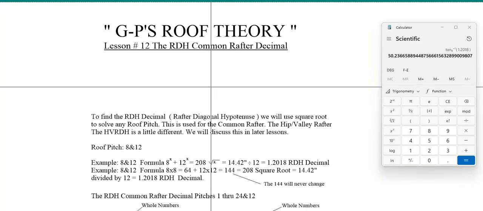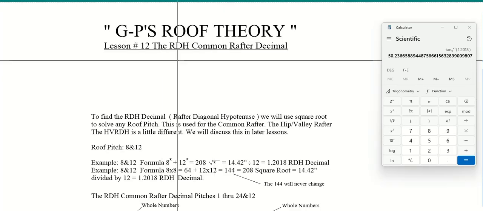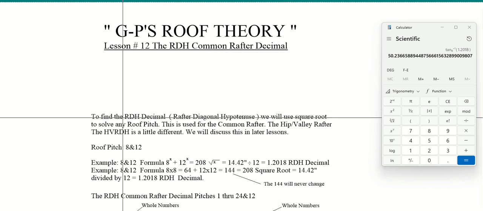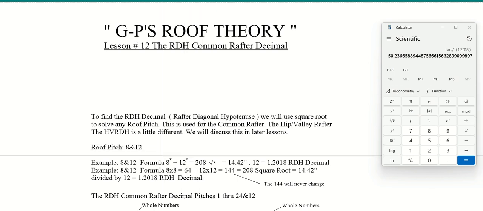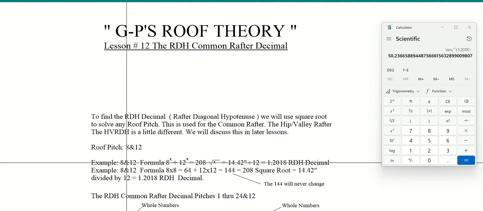Welcome to another episode of GP's Roof Theory, Lesson 12, the RDH Common Rafter Decimal. Now, the Common Rafter Decimal stands for rafter, diagonal, or hypotenuse. To solve this, we have an 8 and 12 roof pitch.